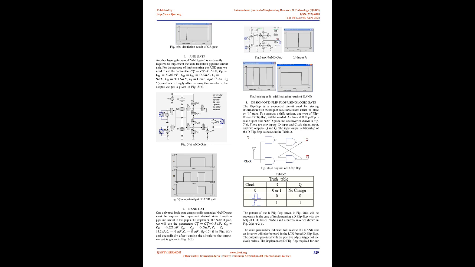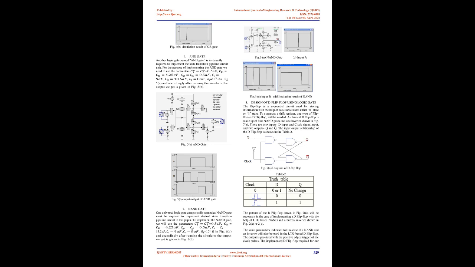4b. 6. AND gate. Another logic gate named AND gate is invariably required to implement the state transition pipeline circuit unit. For the purpose of implementing the AND gate we need to use the parameters 1 equals 2 equals 0.5 AF, 4.25, 1 equals 2 equals 0.5, 9, 3 equals 10.6, 0 equals 8, 1050 in Fig. 5a, and accordingly after running the simulator the output we get is given in Fig.